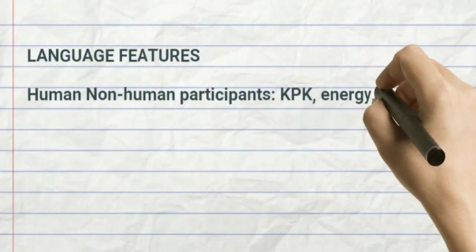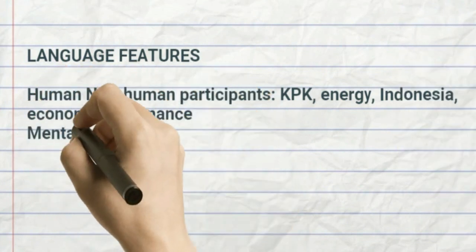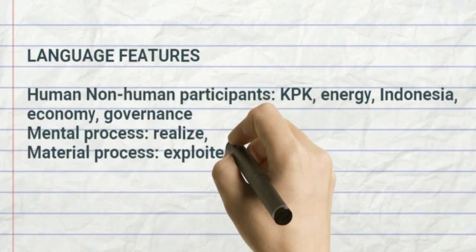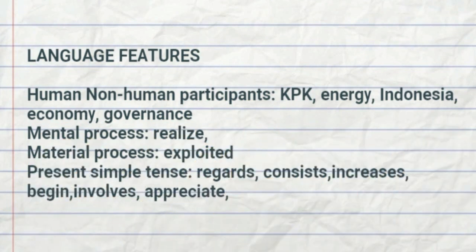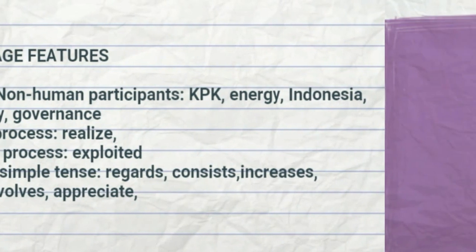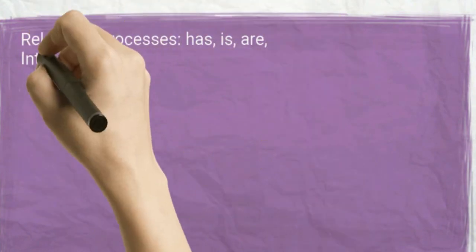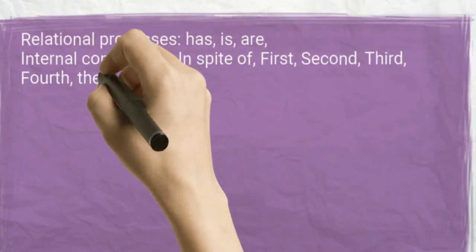Language features: human and non-human participants: KPK, energy, Indonesia, economy, governance. Mental process: realize. Material process: exploited. Present simple tense: regards, consists, increases, begin, involves, appreciate. Relational processes: has, is, are.